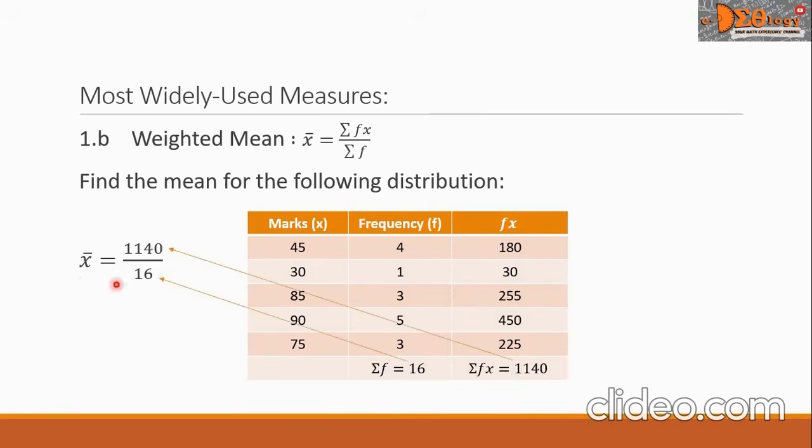So we have x bar equals the summation of fx, which is 1140, written here, over the summation of f, which is 16. Then simplifying, getting the quotient, we have 71.25. This is our final answer.